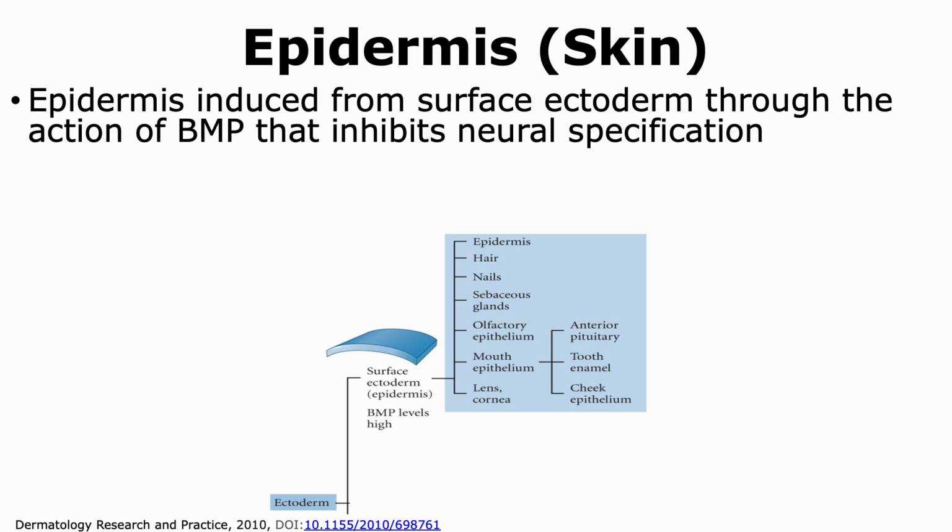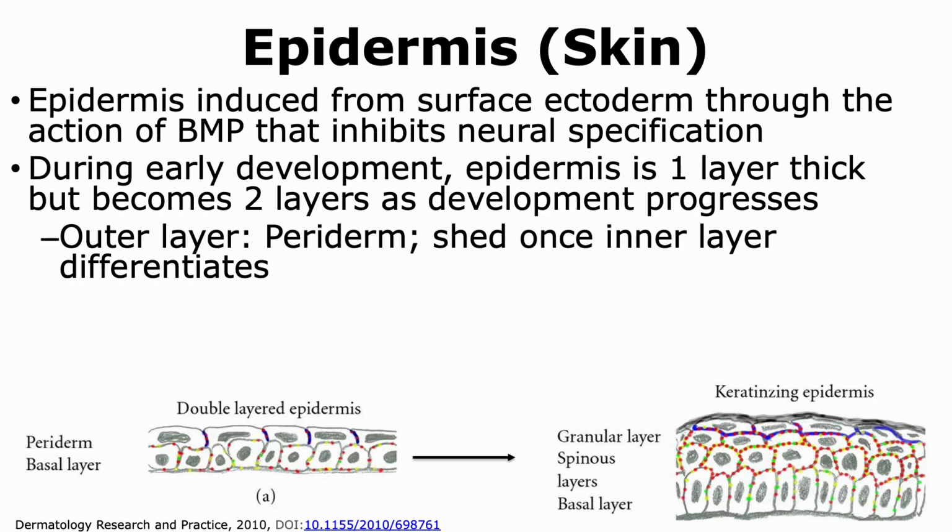Now, if you remember from previous chapters, the surface ectoderm has the propensity, or its default state is to develop into neural tissue. It is the actions of BMP that inhibit neural specification of the surface ectoderm and make it become epidermis.